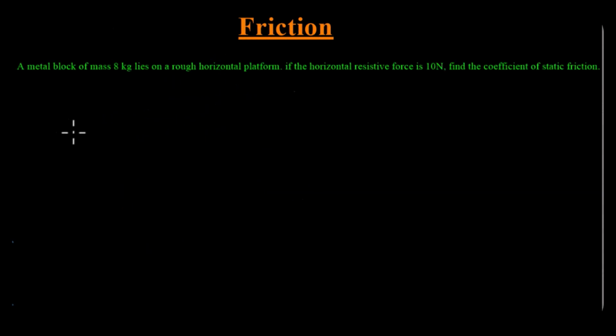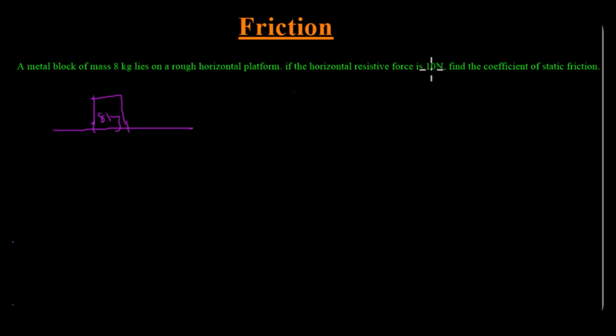For our first question, we're given a metal block of mass 8 kg lying on a rough horizontal platform. If the horizontal resistive force is 10 newtons, find the coefficient of static friction. Now, one way to be extremely good at analyzing questions on friction is to always draw a free body diagram. So I can simply say this is my metal block of 8 kg, lying on a rough horizontal platform. Because they say it is rough, we know it has some form of friction.